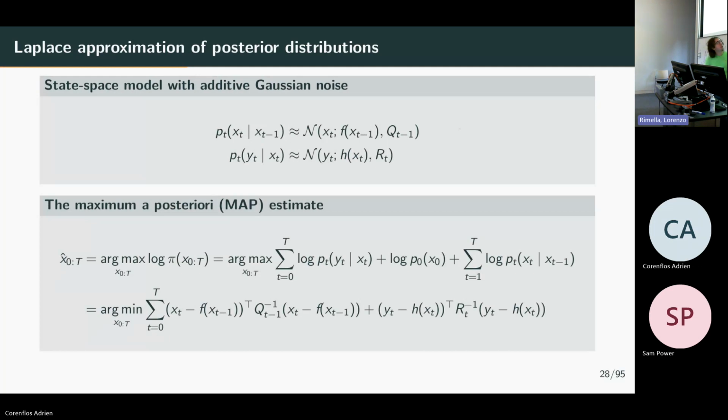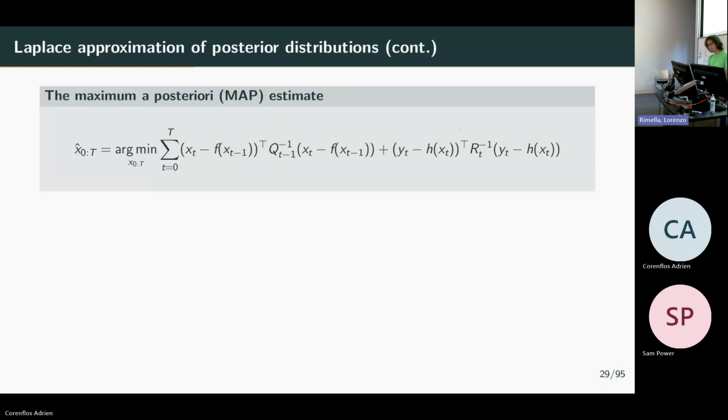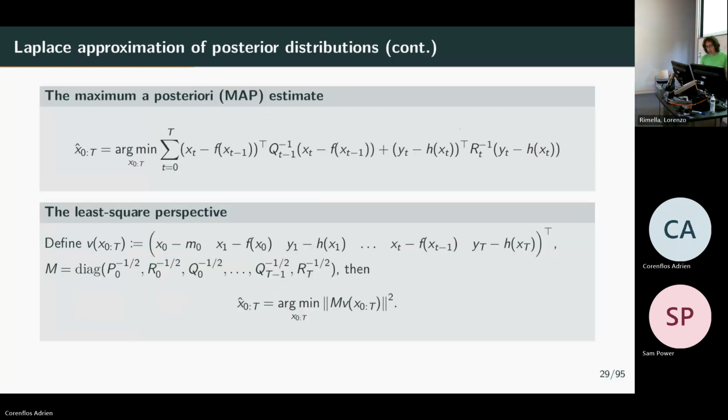And let's try to find the maximum a posteriori. If you just write it down, it's kind of long to write down. But if you want to find the maximum a posteriori, you look at your log density and you say, let's maximize that. Now, if you look at it closely, you realize it's a least square. It's a weighted least square. And so you just write it as such.